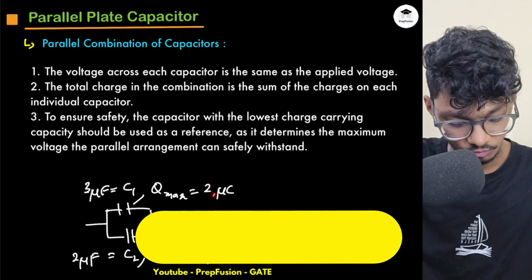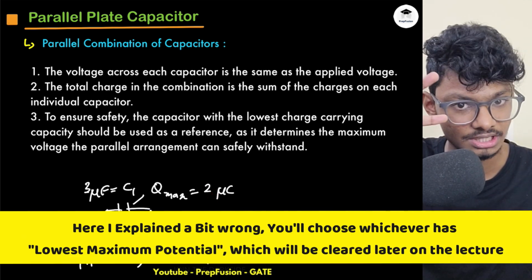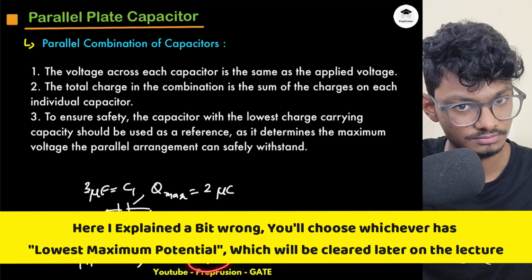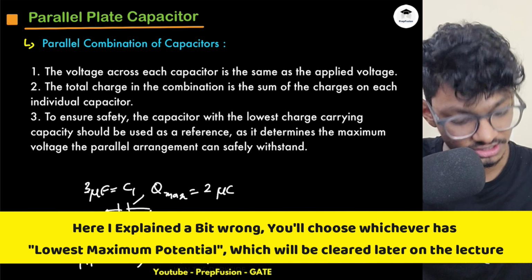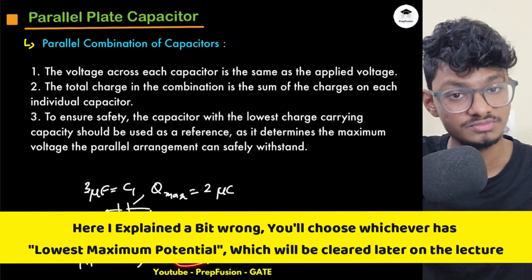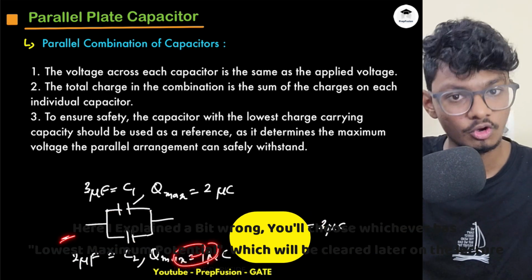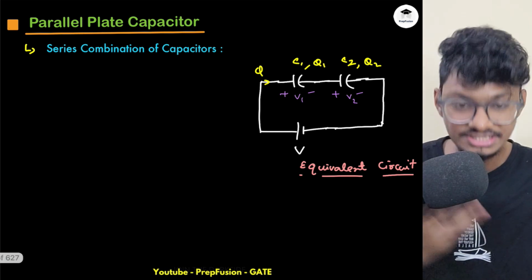You will choose whichever one has the lowest maximum charge. You will choose that as a reference. Now, choosing that as a reference, you will be able to find out how much maximum charge I will be able to apply with the combination. Okay, so now we will come to the series combination.